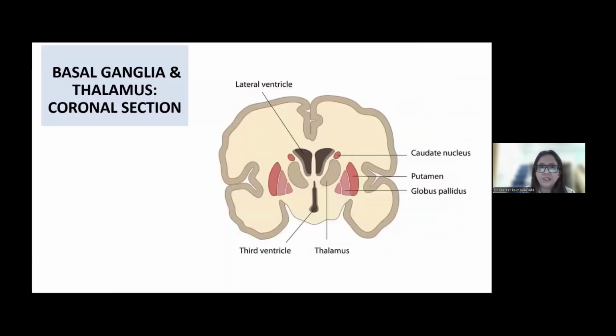So how do the basal ganglia, thalamus and all look? In a coronal section, this is the lateral ventricle. Here is the caudate, here is the thalamus, and the putamen and globus pallidus. And below this comes the third ventricle.